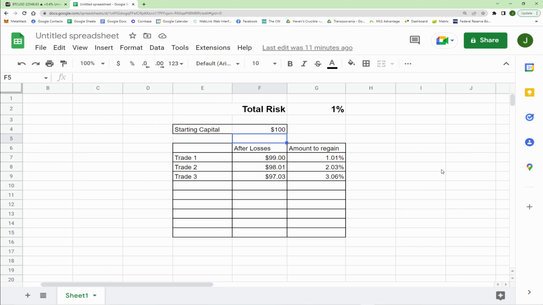Now let's say you have 3 losing trades in a row. If you are only risking 1%, to get back to your starting capital after 3 losing trades in a row is only 3.06%. That sounds logical, right? That makes perfect sense, right?